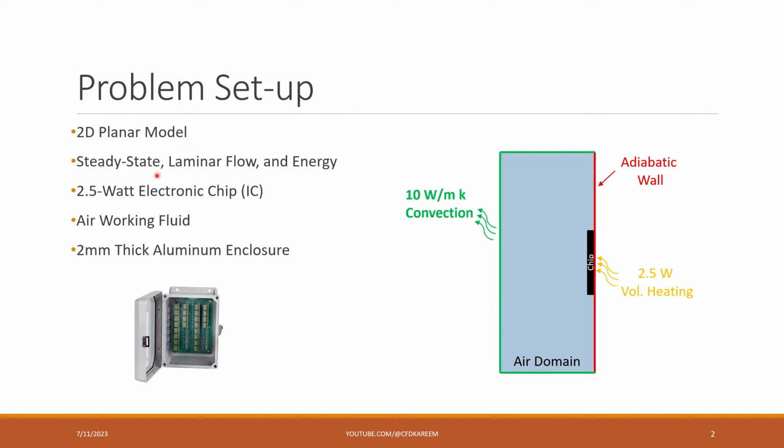We're also going to do a steady state simulation. Our viscous model is going to be using laminar flow modeling. And we're also going to use the energy equation to look at the convection in the system. And our working fluid in our enclosure is going to be air. We're also going to use a really cool mathematical way to represent the outside of the enclosure, which is 2 millimeters of aluminum, mathematically without explicitly modeling it in our system. And I'll show you how to set that up later.